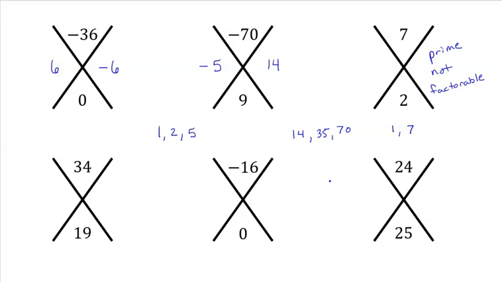Okay. All right, and then let's try 34 and 19. So 34 and we've got 1 and 34. We've got 2 and 17. 2 and 17 can give me 19. 2 plus 17 gives me 19. 2 times 17 gives me 34, so I'm good to go. Negative 16, I know is going to be 4 and negative 4, just based on what I did before. And then we've got 1 and 24 can give me that 25, and so I can just stop at that first factor and I'm good to go.